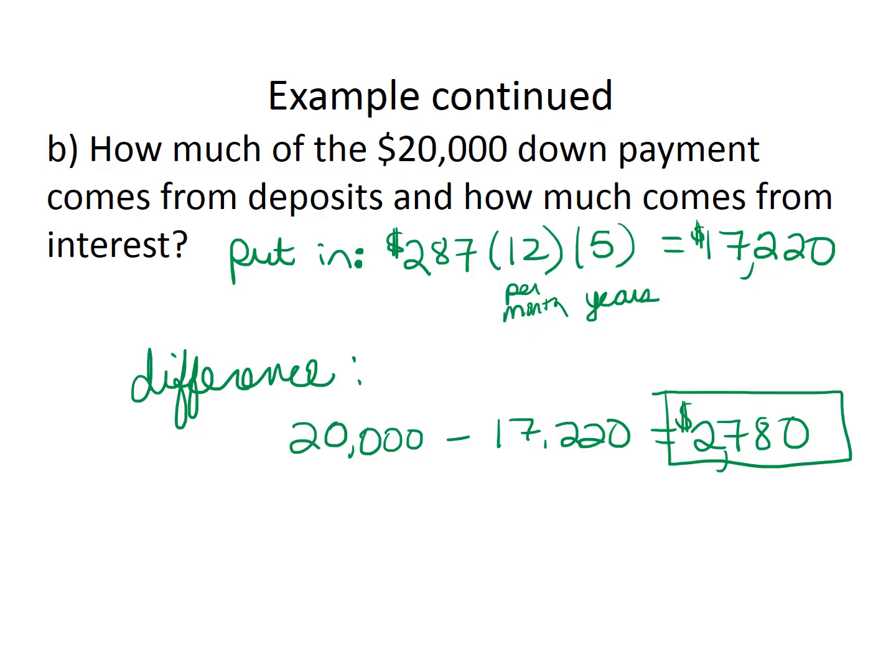All right, so we actually put in 17,220 of our own money. We earned 2,780 in interest, right? So that the total amount that we have at the end of the time is $20,000.